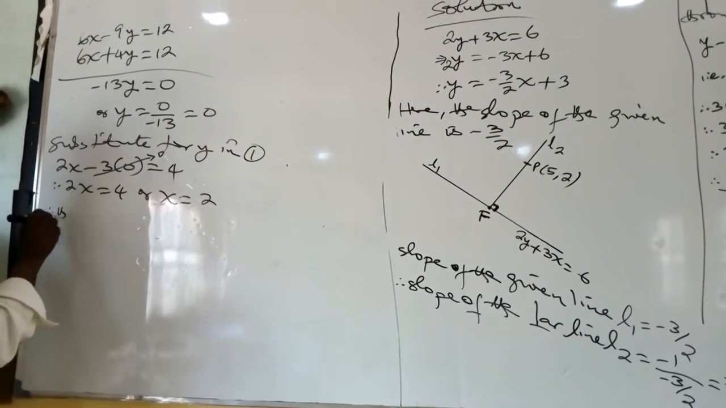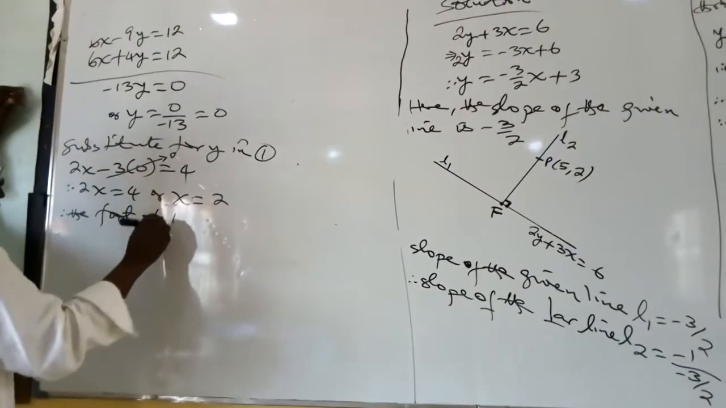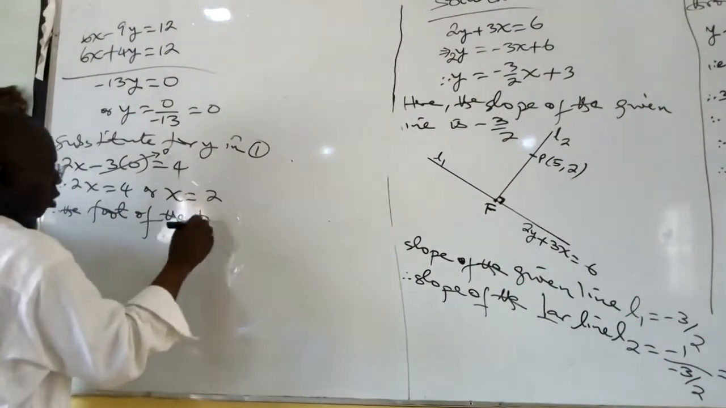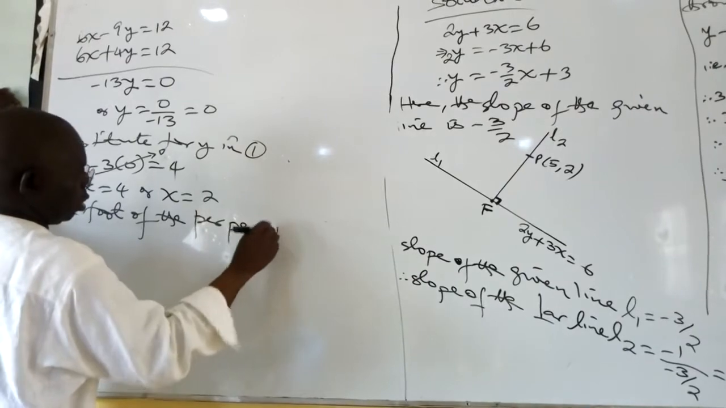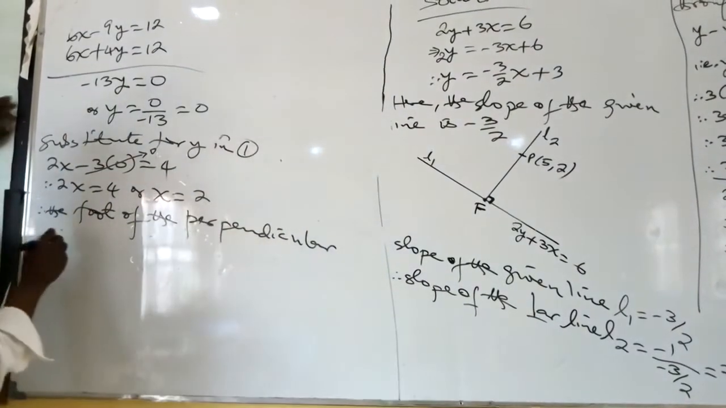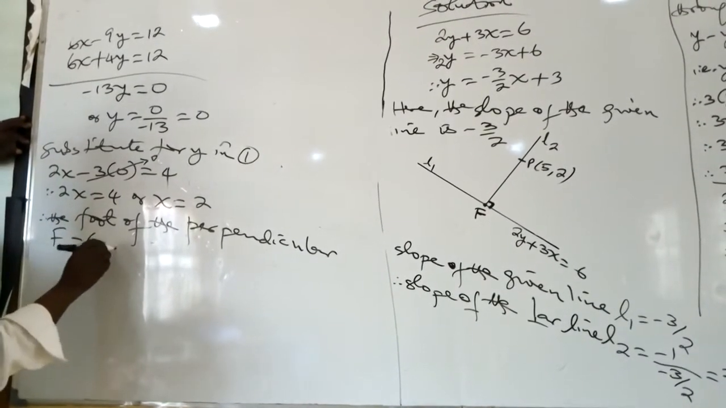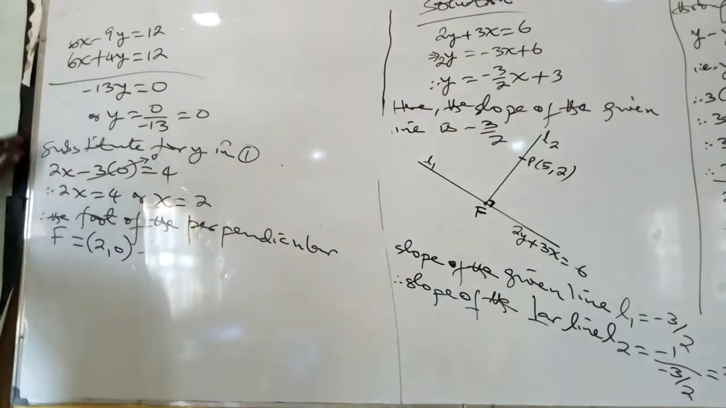Therefore, now I'm answering the question, the foot of the perpendicular F is equal to (2, 0). That is the foot of the perpendicular.